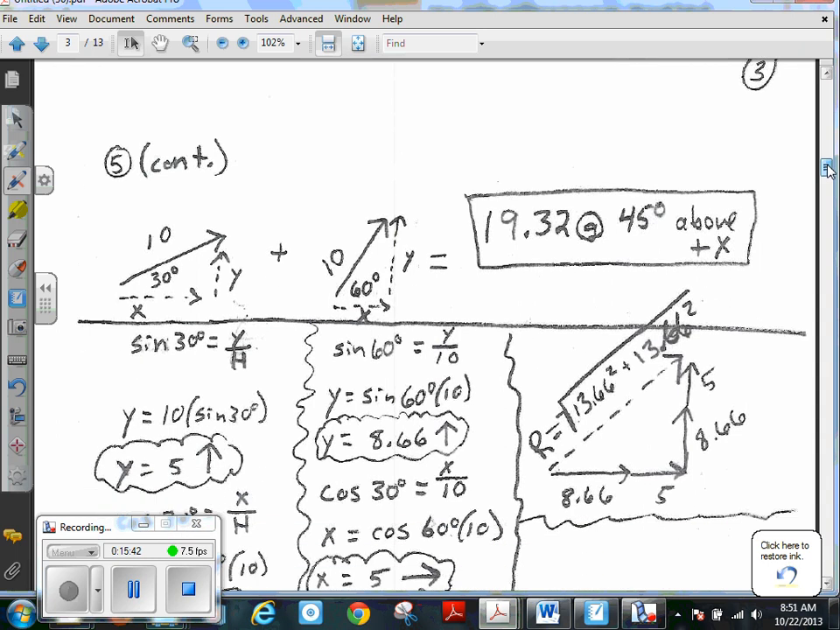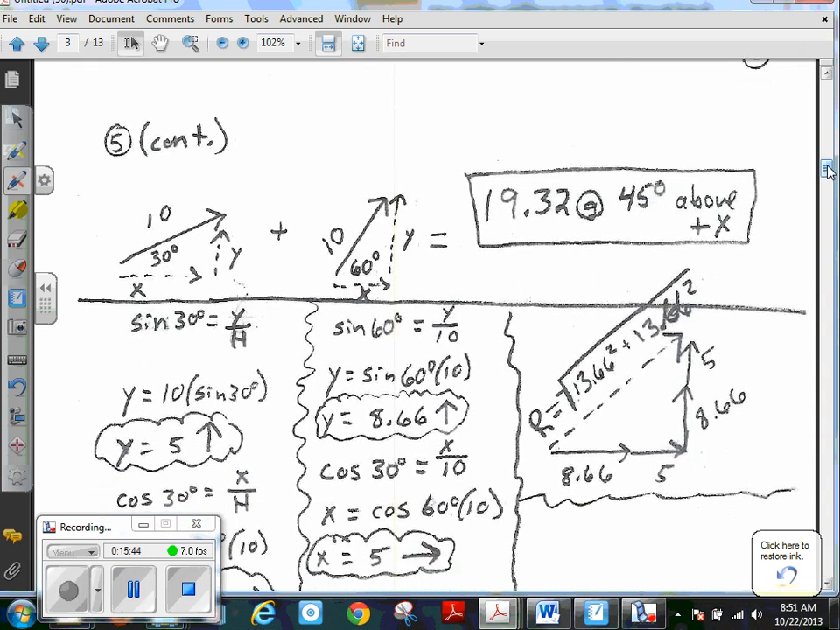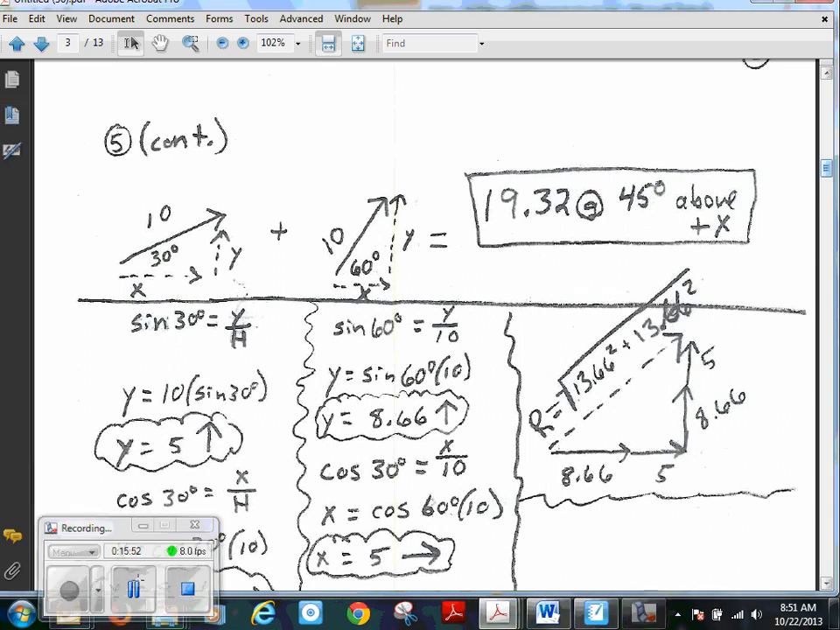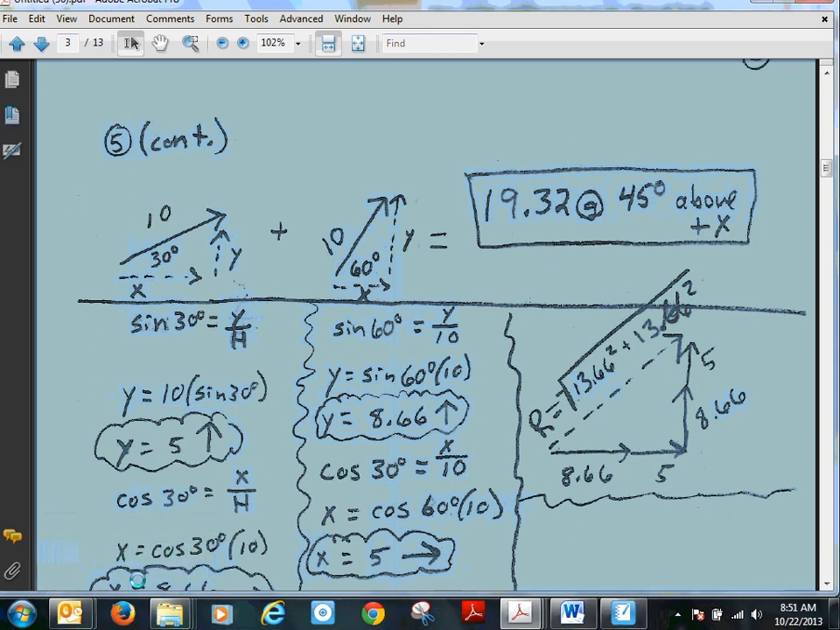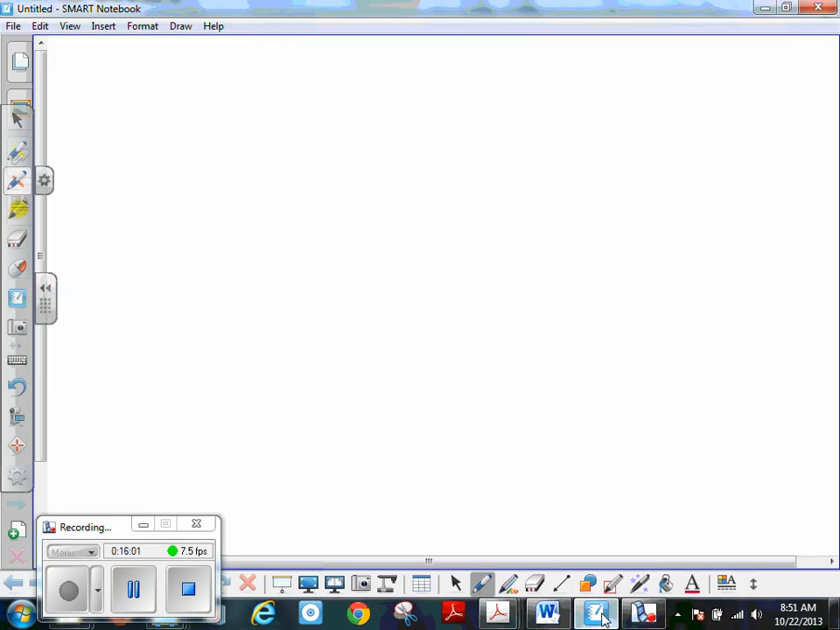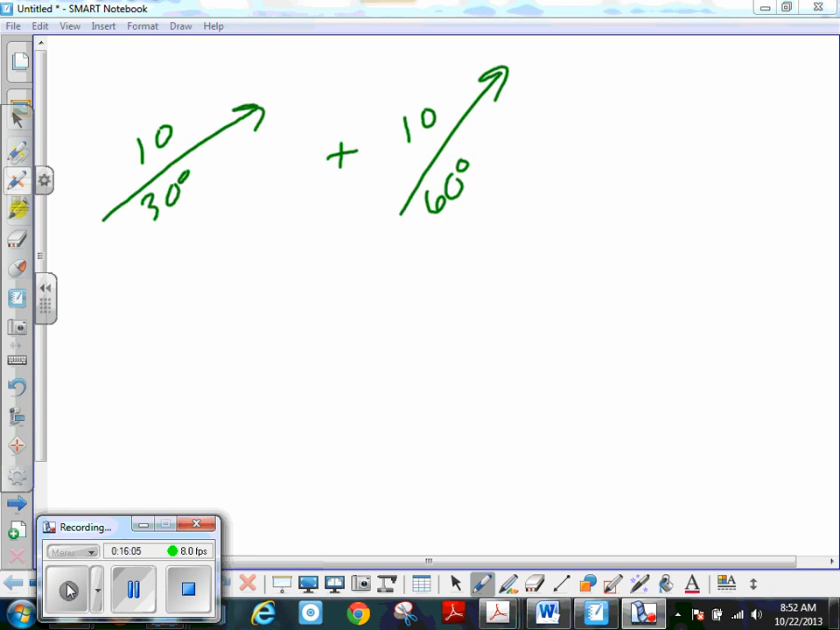So, let's see if you can add these two together. We got 10 at 30 and 10 at 60. Okay, let's see if you guys can put these two together now.